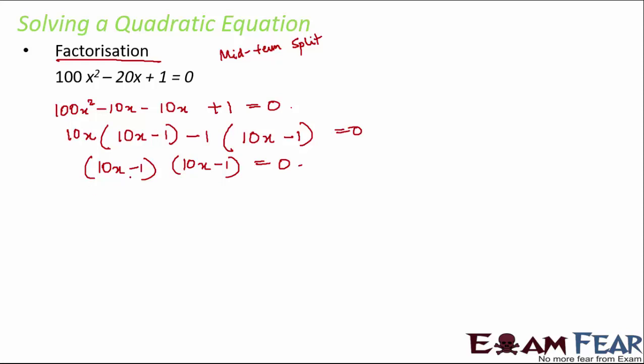So from this, we can say that 10x minus 1 is equal to 0. So x would be equal to 1 by 10. So that's how we factorize it.